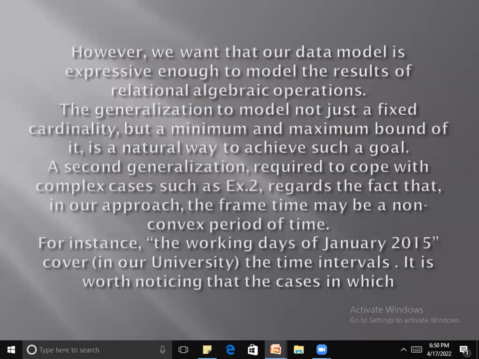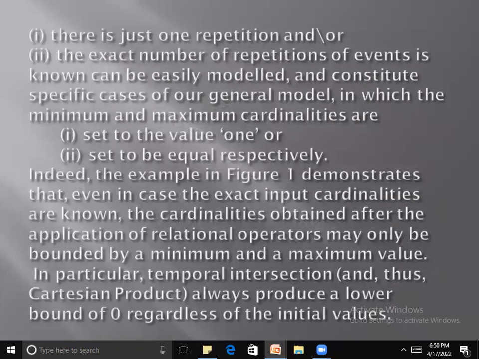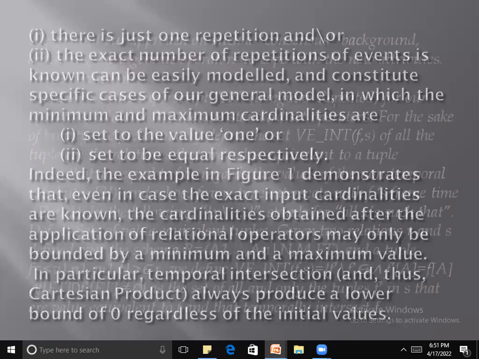It is worth noticing that the cases in which there is just one repetition, or the exact number of repetitions of events is known, can be easily modeled and constitute specific cases of a generalized model in which the minimum and maximum cardinalities are set to the value 1, or set to be equal, respectively. Indeed, the example in Figure 1 demonstrates that even when the exact input cardinalities are known, the cardinalities obtained after the application of relational operators may only be bounded by a minimum and a maximum value. In particular, temporal intersection, and thus Cartesian products, always produce a lower bound of 0 regardless of the initial values.